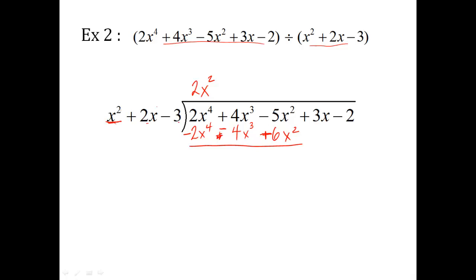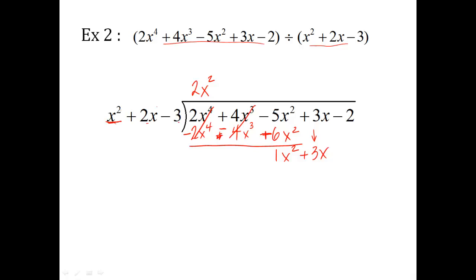So 2x to the 4th minus 2x to the 4th, that's 0. 4x cubed minus 4x cubed, that's 0. That's handy. Negative 5x squared plus 6x squared leaves me with a 1x squared. Bring down the next term, plus 3x.